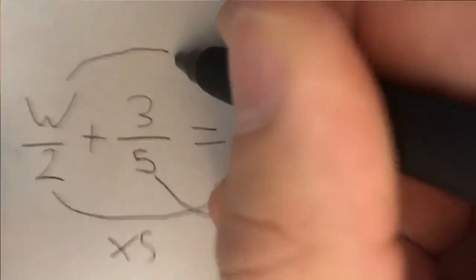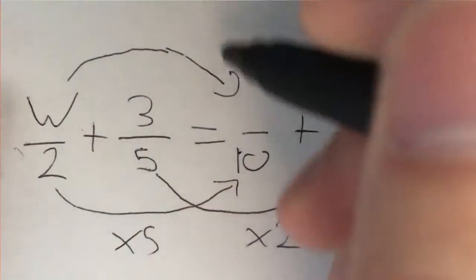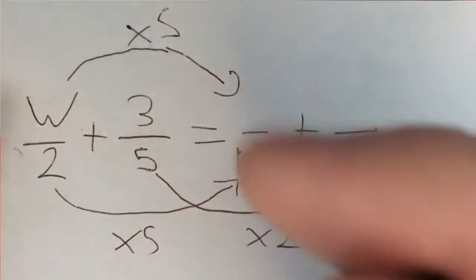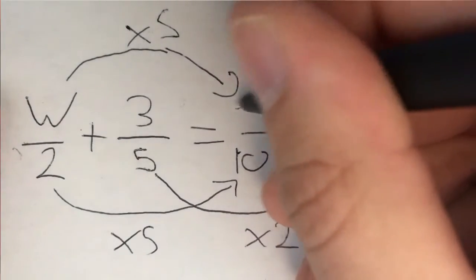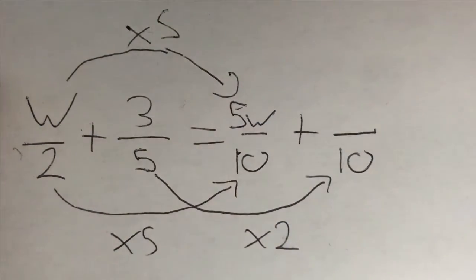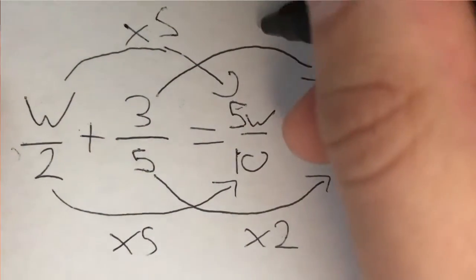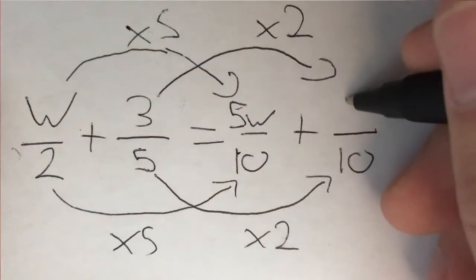So it's w, you multiply it by 5 as well. So 5 times w, remember in algebra we don't use our times sign, so 5 times w just gives us 5w. 3 times 2, so we've got to times this one by 2. 3 times 2 of course gives us 6.